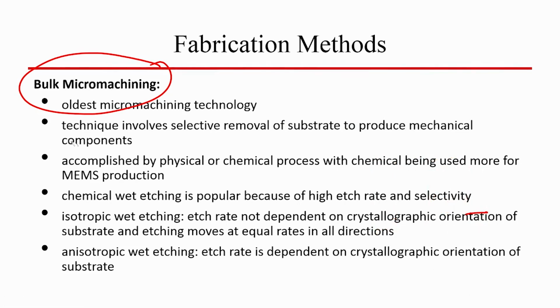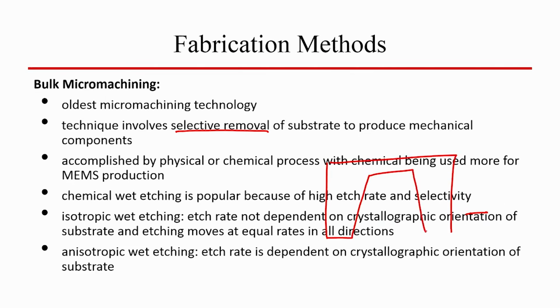The technique involves selective removal of substrate to produce mechanical components. So, if I have, let us say, this selective removal of material, that means what? If I have silicon dioxide, my silicon which is protected by silicon dioxide will not get etched, only silicon that was not protected by silicon dioxide will. When we created a window in the previous design, we will get H, which is like here.